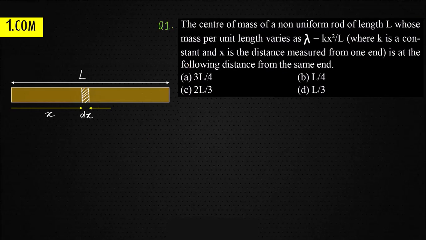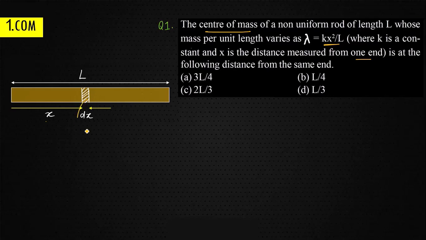So this is the first problem where there is a rod whose center of mass has to be calculated. A non-uniform rod of length L whose mass per unit length varies, lambda, as kx square. Where x is the distance measured from one end, and you are asked to calculate the center of mass. For that I have to take this kind of element. This is the rod element. By moving a distance of x, I am taking an element of dx.